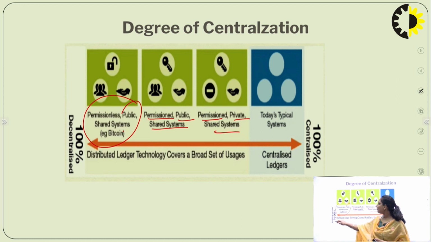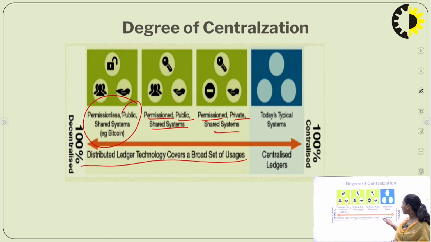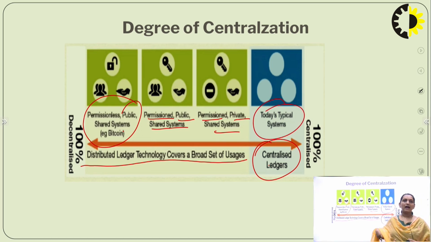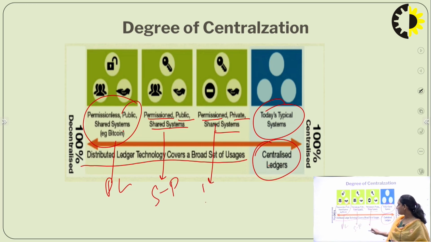So here we have a distributed ledger compared to centralized ledgers, and it is typically the system we are using here. So we have shared, private and permissioned also. We have permissionless, we have semi-permissioned, and this is permissioned, we are using it. So we have three types of blockchain, and the degree of centralization goes from decentralized to 100% centralized.